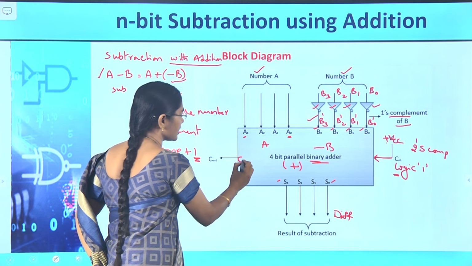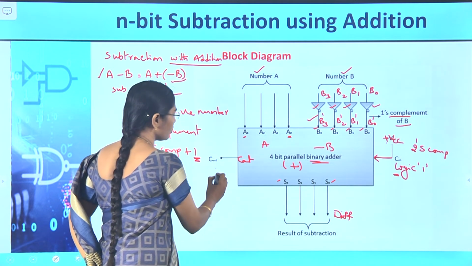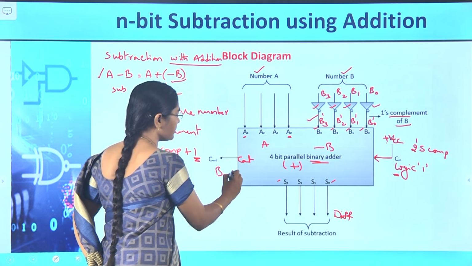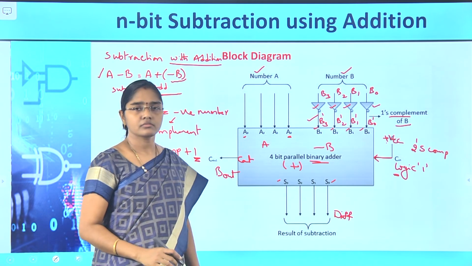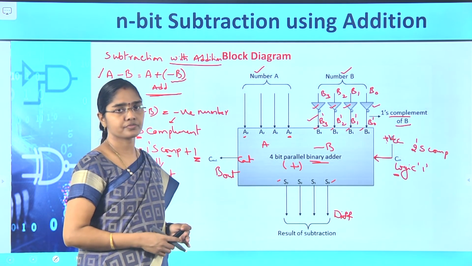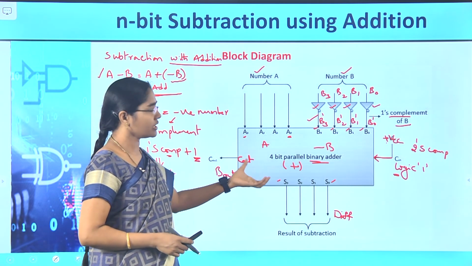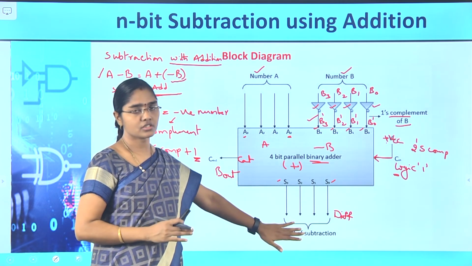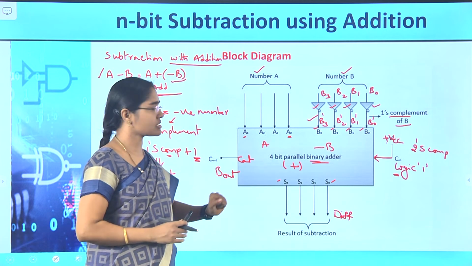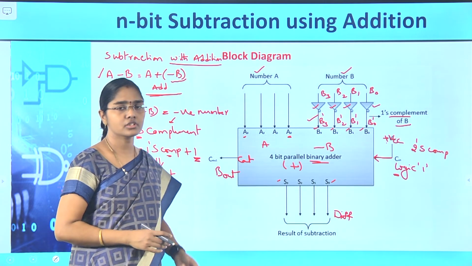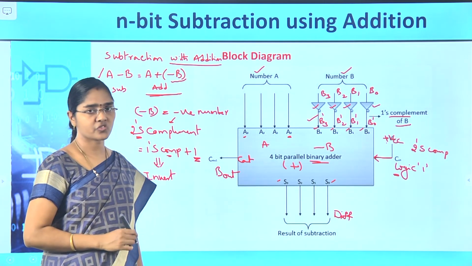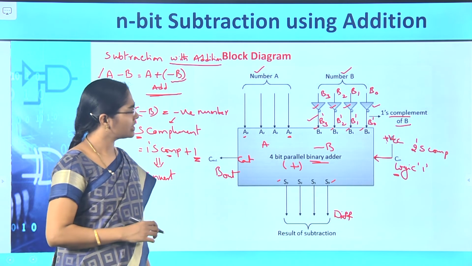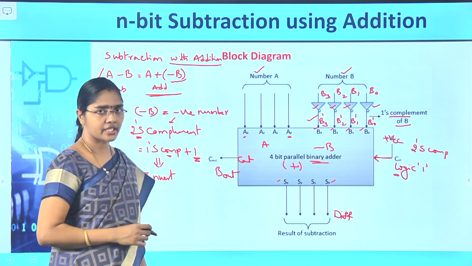From this adder the carry out is there. That carry out will be represented as B out, the borrow, for the subtraction process. So what we are doing is simply subtraction using the addition process. This is the block diagram representation of a subtractor using an adder.